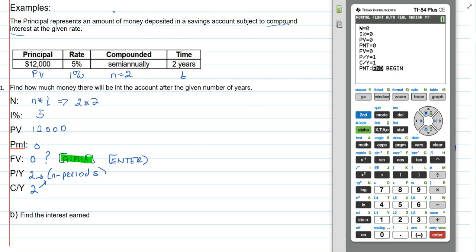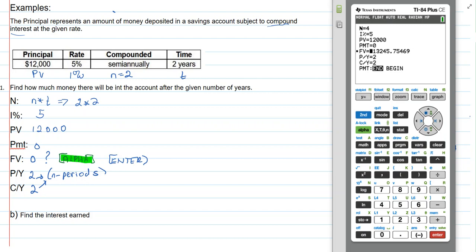Should I be going too fast? So we're going to enter the 2 times the 2. Of course, we know it's 4, but we want to see what this calculator can do. The percent is 5. The PV is 12,000. 0 for payment, 0 for future value, and our N is 2. All right. So now, we move the cursor to future value because we want to know how much is in there after those 2 years, paying interest twice a year. We hit the alpha enter.